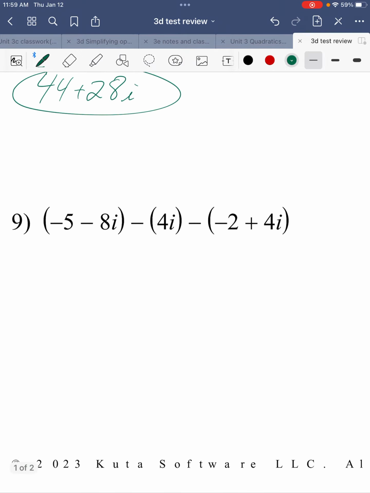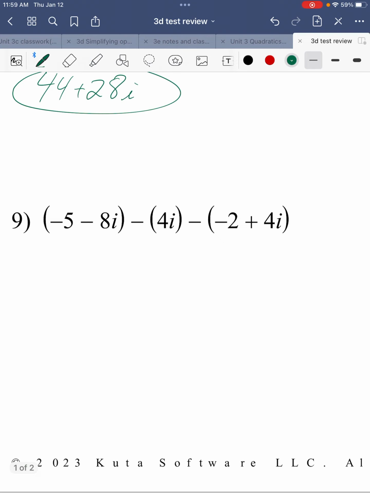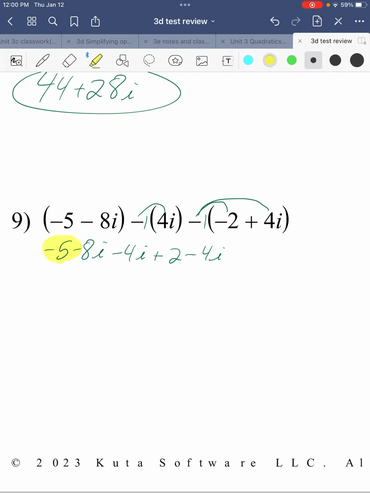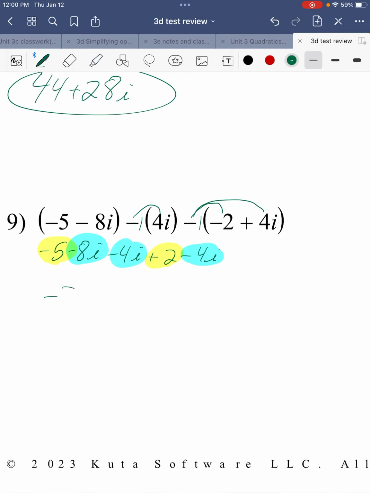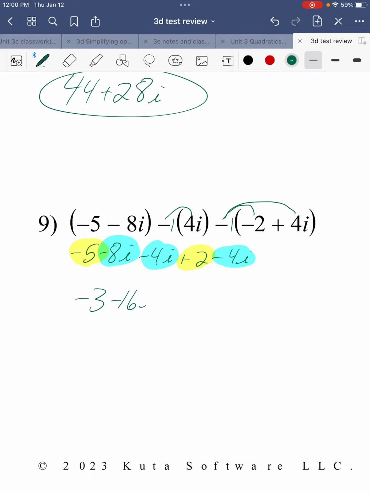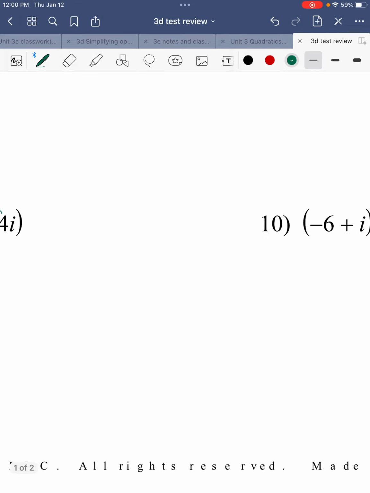All right, last two problems. Number 9, we have negative 5 minus 8i. There's nothing on the outside, no exponents, so the parentheses can go away. We have negative 1 times 4i is a negative 4i. Negative 1 times negative 2 is a positive 2. Negative 1 times 4i is a negative 4i. Like terms, I have negative 5 plus 2, and negative 8i minus 4i minus another 4i. So we have negative 5 plus 2 is negative 3. Negative 8i minus 4i is negative 12i minus 4i is negative 16i.